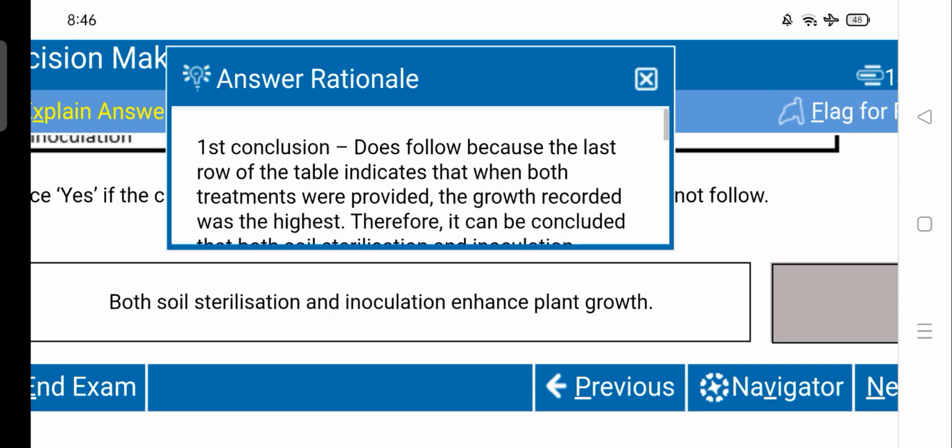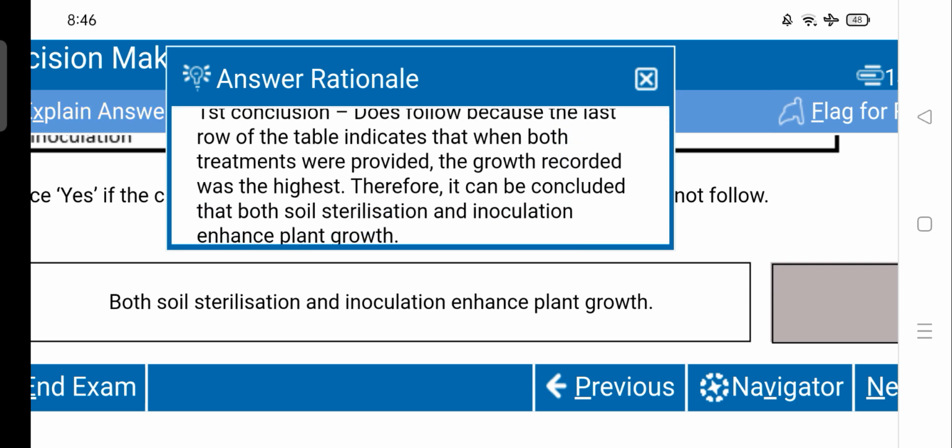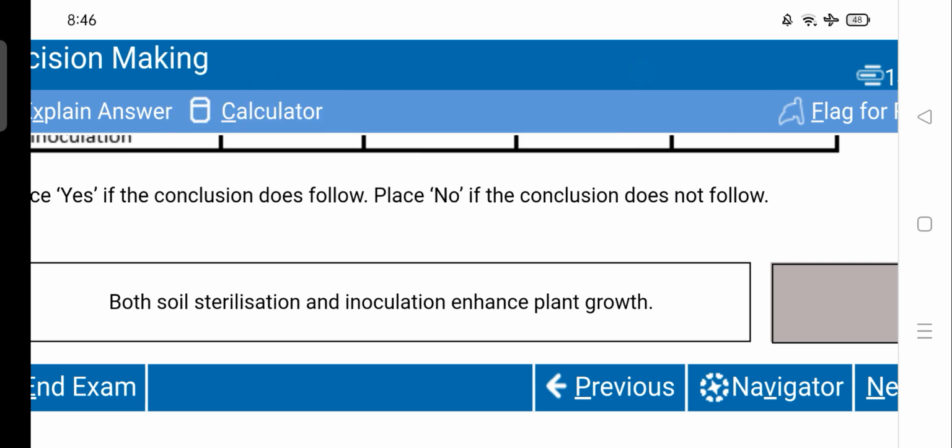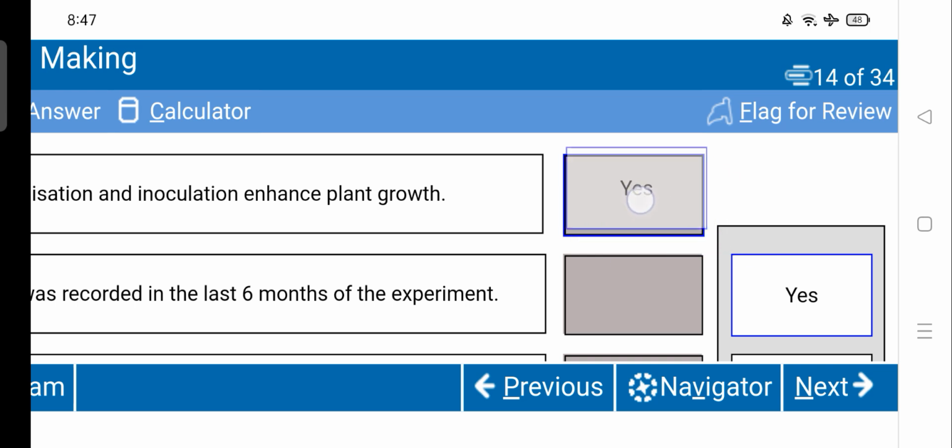So the first conclusion, that both soil sterilization and inoculation enhance plant growth, does follow, because the last row of the table indicates that when both treatments were provided, the growth recorded was the highest. Therefore, it can be concluded that both soil sterilization and inoculation enhance plant growth. So this one does follow, so we will drag a yes and drop it here.